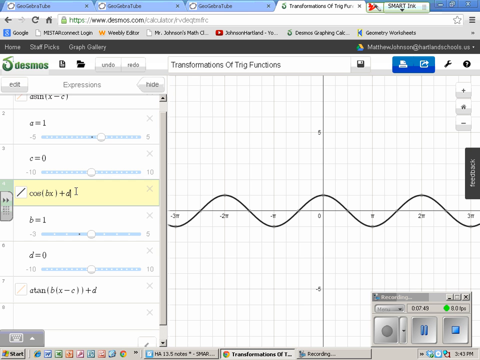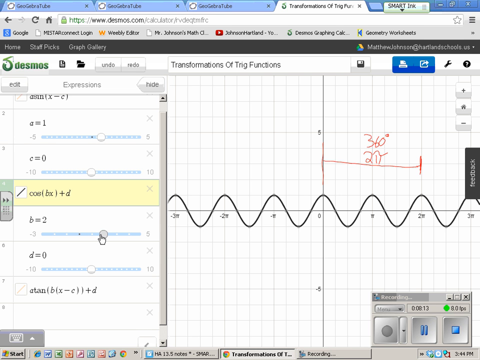Right now, this is just the most basic cosine function. The graph starts at a y value of 1, it goes down to -1, back up to 1. This is a horizontal distance of 2 pi or 360 degrees. That's the period of this graph. Now, if I change this value of b from 1 to 2, look at what happened to the graph. It got compressed in.